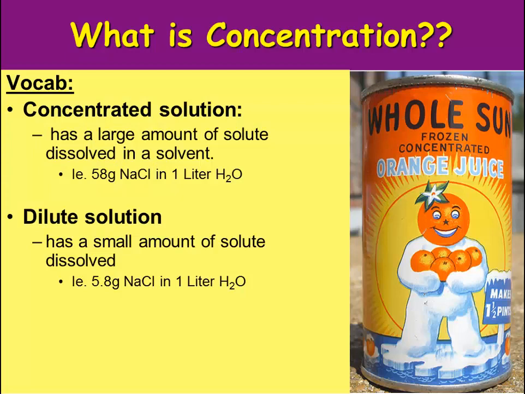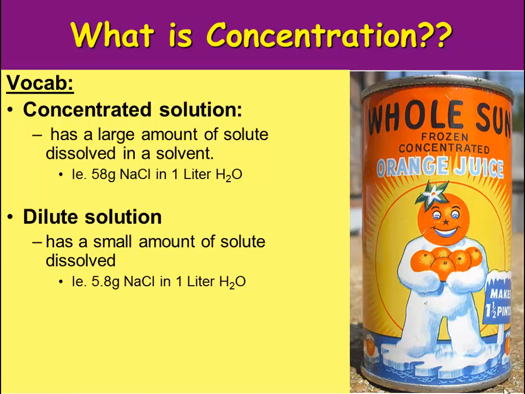We have two terms to help us understand just how much solute is in a solution. The term concentrated means there's a large amount of solute dissolved in the solvent. Take, for example, let's say 58 grams of sodium chloride in 1 liter of water. The converse of that is a diluted solution, where we have a small amount of solute dissolved in the solvent. That would be, let's say, 5.8 grams of salt. This would be considerably less salty than this solution.